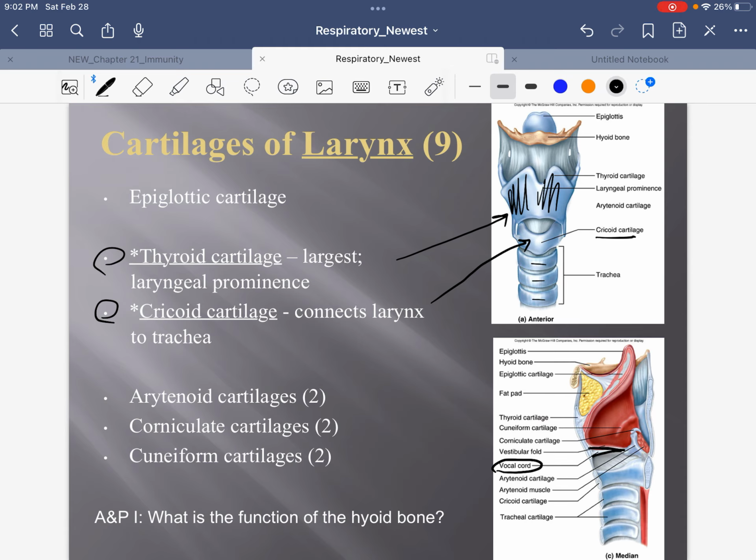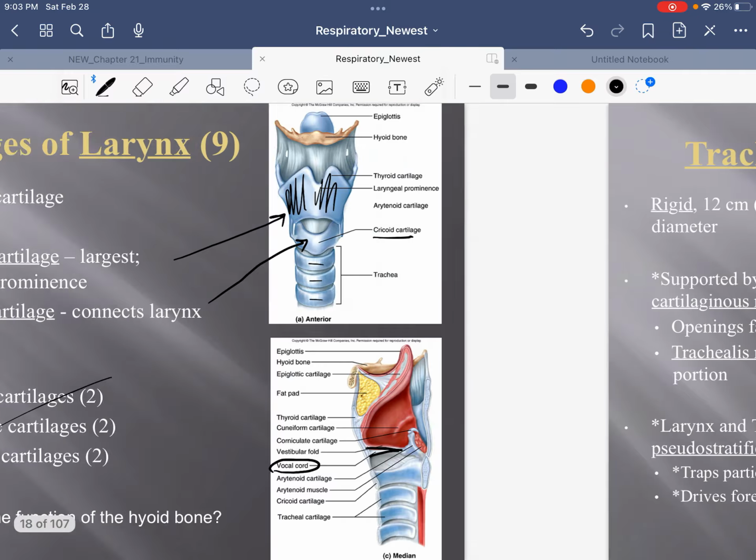For this particular class, you don't need to know the inner cartilage pieces. There are some inner flaps of cartilage. We're just going to know the main two outside ones. You're going to have a chance in lab to review all of this.